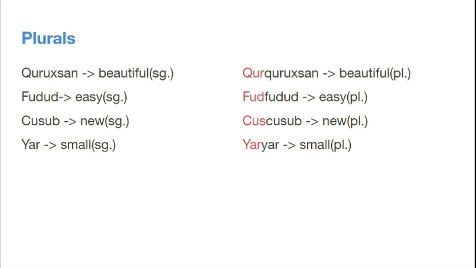And lastly, to have a plural in Somali, you need to add a prefix to the word, and that prefix is the first syllable of the word you're using. So we have the examples quruhsan, fudud, usub, and yar, which mean beautiful, easy, new, and small. And to the right, we have quruhsan, fufudud, usub, and yar, which mean beautiful, easy, new, and small, but for the plural. It's referencing a plural.